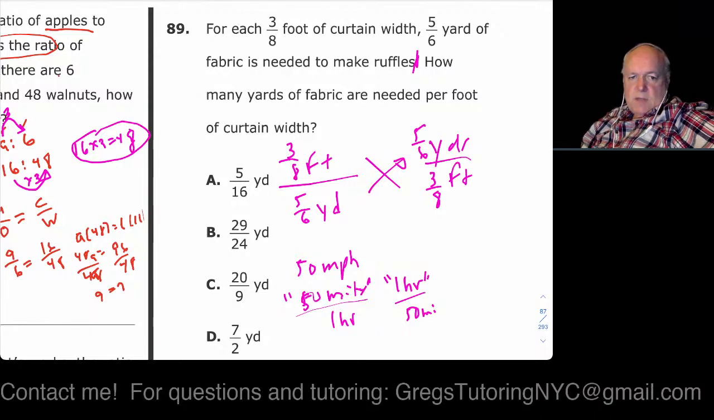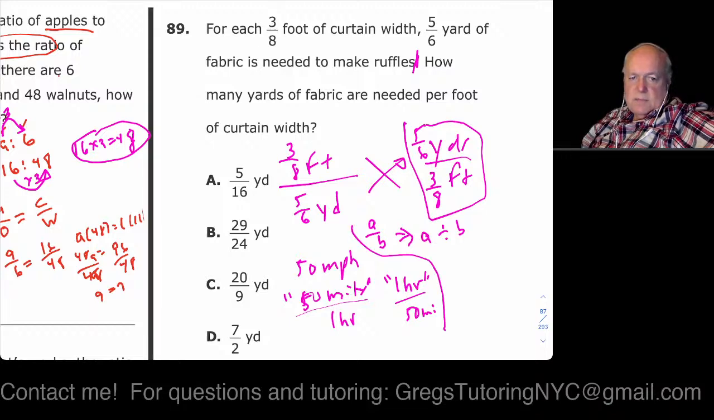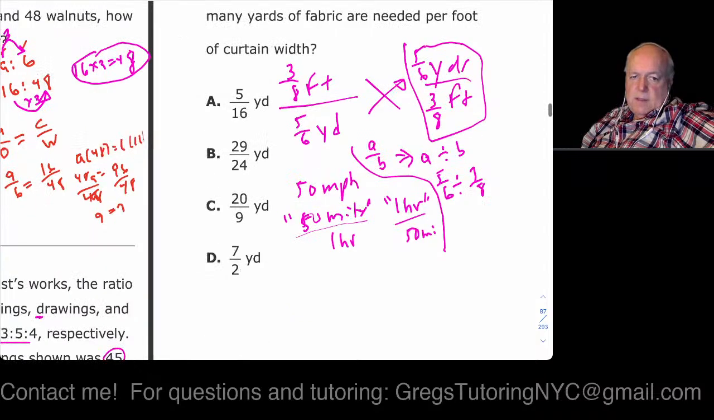So what I like to do is take this form here where we have A divided by B this way, and I like to transform it into the A divided by B like that, okay? So if we do that, we get 5/6 divided by 3/8, and we keep seeing this come up over and over and over. That's your keep, flip, change, or multiply by the reciprocal.